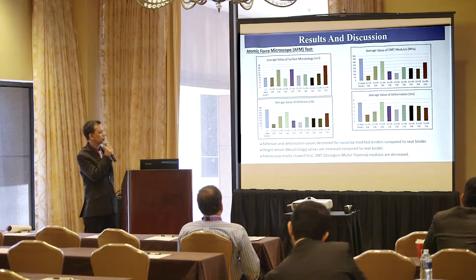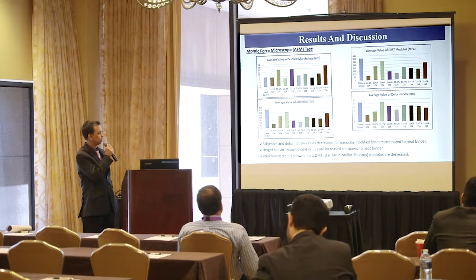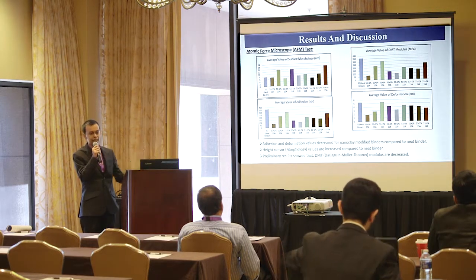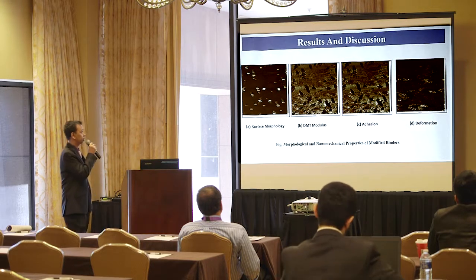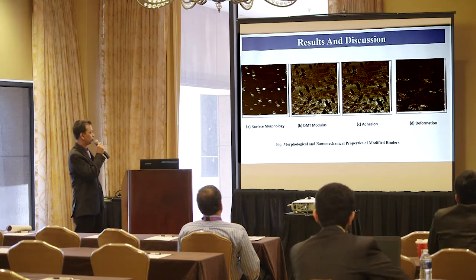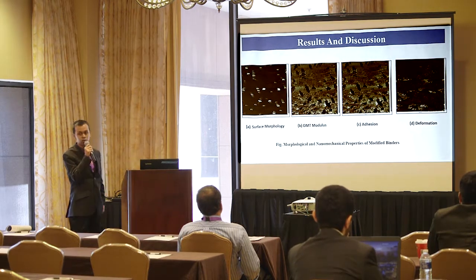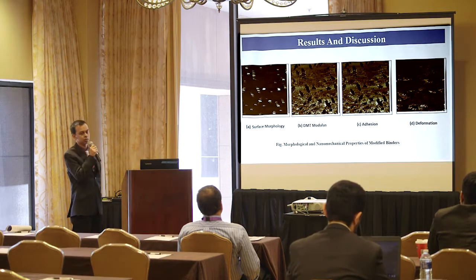And another is the deformation value. This is directly correlated with the rutting resistance. And compared to the neat binder, the nanoclay modified binder shows less deformation. There are some pictures that we got from the AFM test. This is the surface morphology, DMT modulus, adhesion, and deformation. We want to do some analysis using these graphs.